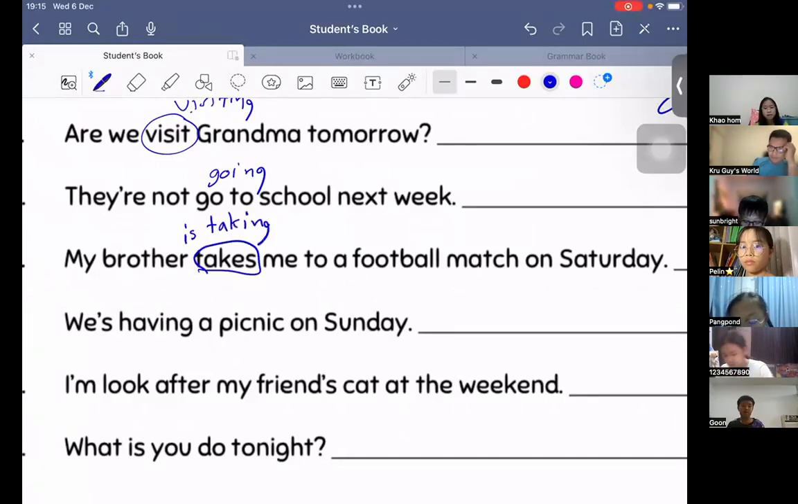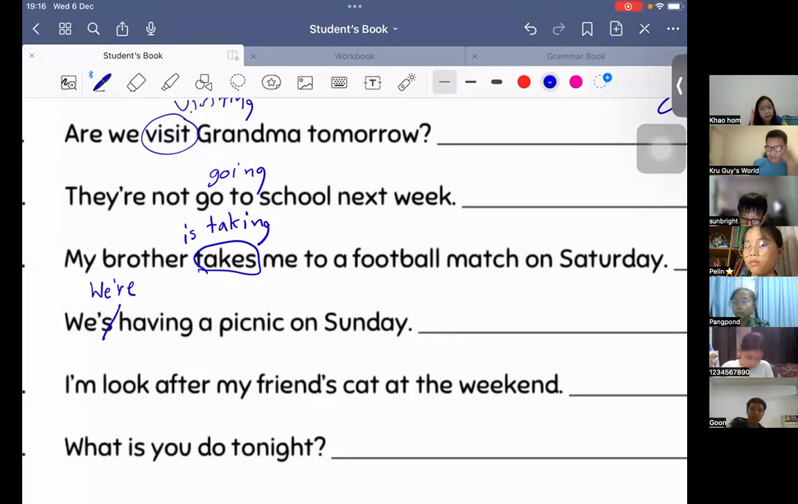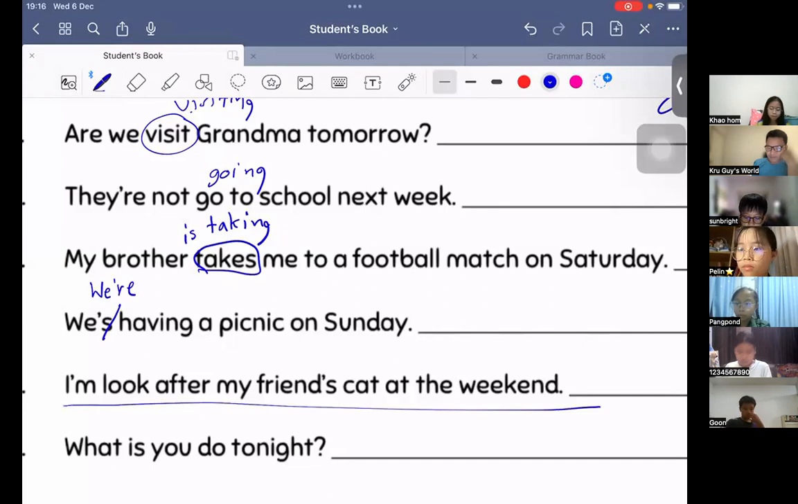Kun. My brother is taking me to a football match on Saturday. Next one. Go. We're having a picnic on Sunday. Helen. I'm looking after my friend's cat at the weekend. Okay. The last one, Sunbright.